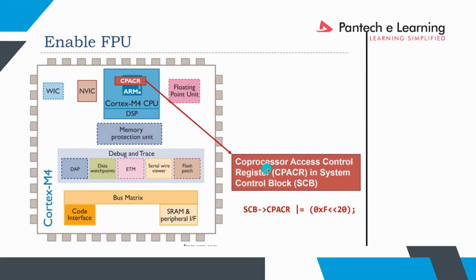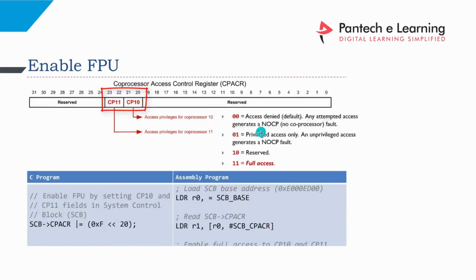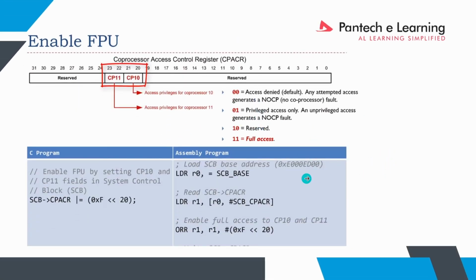So we will have a coprocessor access control register in the system control block. This is going to transfer data to and get data from the floating point unit. Okay. So these are the registers we have to activate in this control register. For giving full access, we have to load it with logic 1 and logic 1 in these 4 bits. Okay.